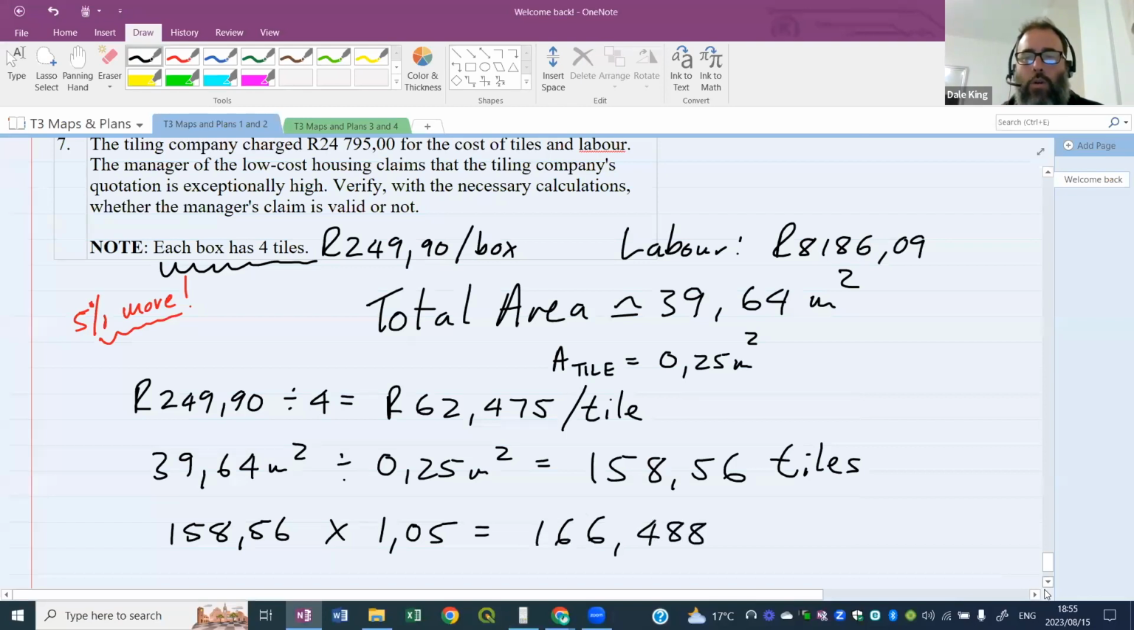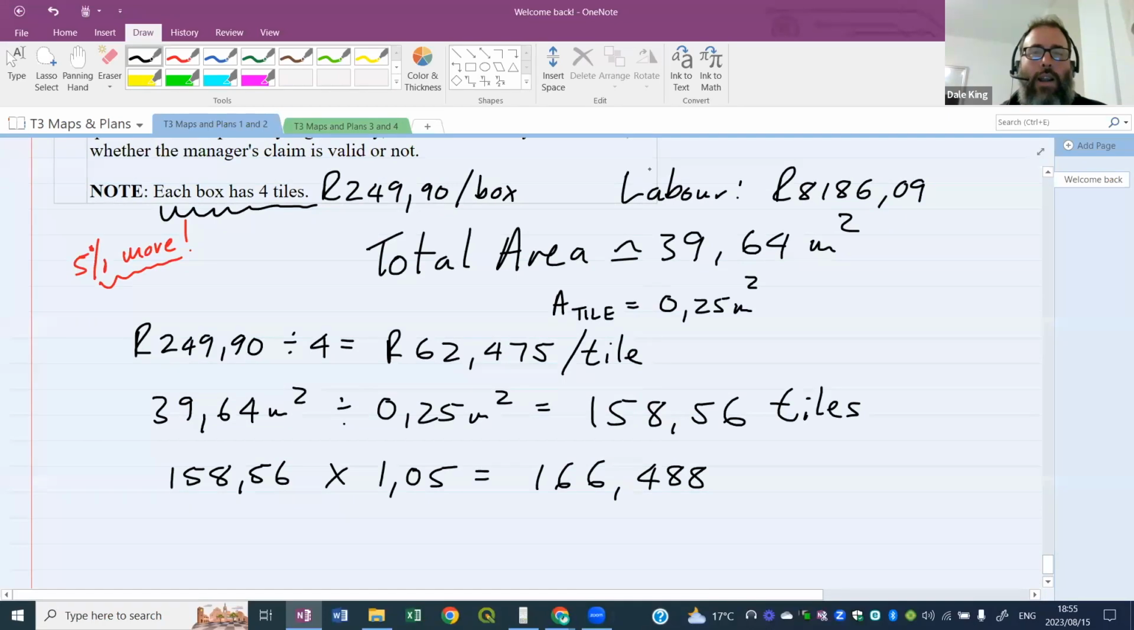166.488. Now, my question to you is, do I go down? What do I round this off to? And I've spoken about this so many times in the last couple of days. Lord help us. What do I do now? Where do I go? What do I round to? Because you can't buy 0.488 of a tile, right? So what should I do?